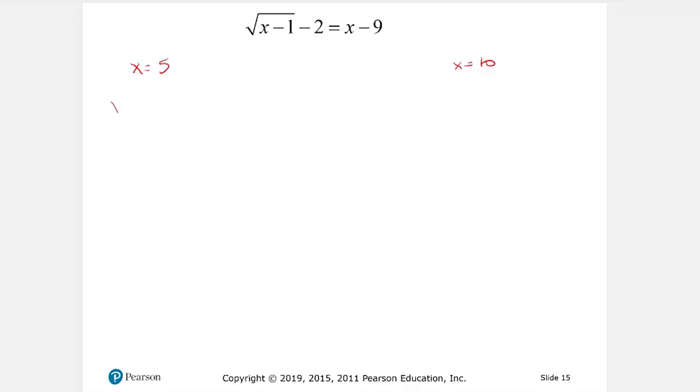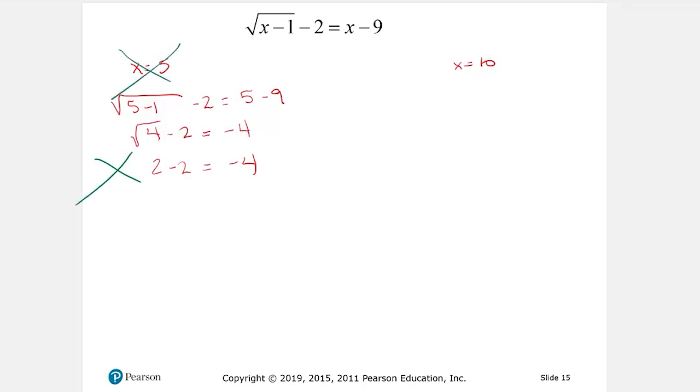So I have the square root of 5 minus 1, minus 2 equals 5 minus 9. So here I get the square root of 4 minus 2 equals negative 4. 2 minus 2 equals negative 4. Well, that's not true. That means x does not equal 5. X equals 5 will not work.